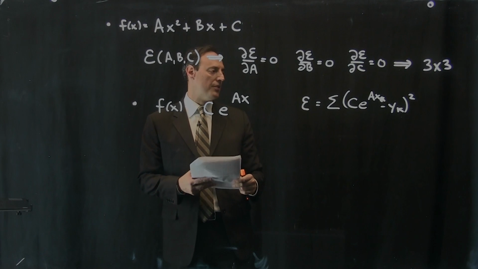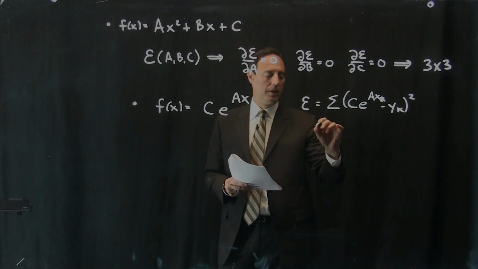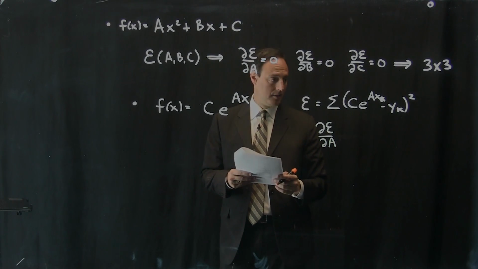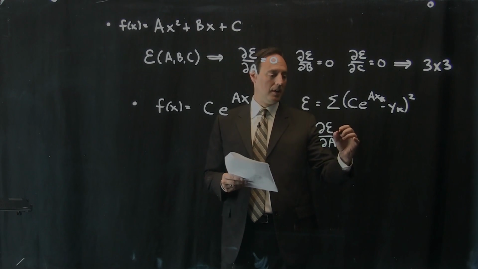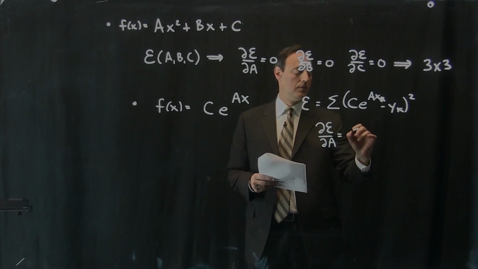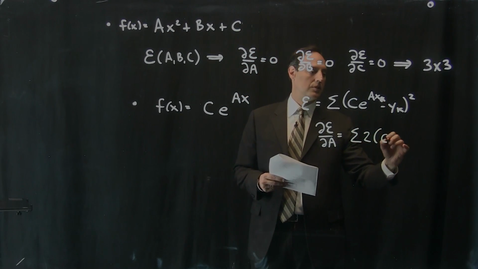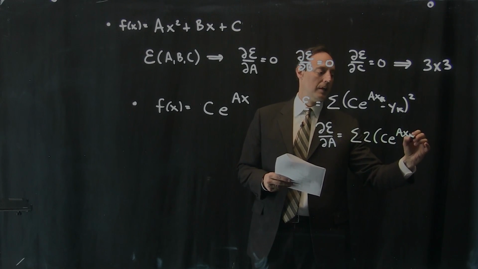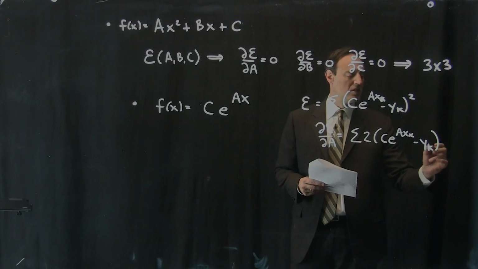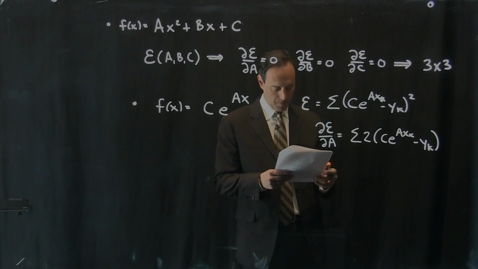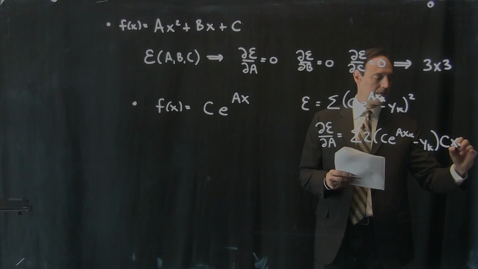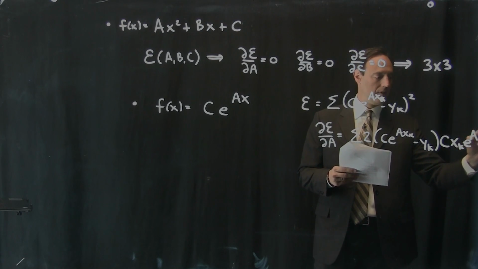And the problem with this is that when I start doing derivatives, in particular this one here, what happens? Now the 2 comes down, so I get a sum of 2 c e to the a x_k minus y_k, times the derivative of this thing with respect to a, which gives me back c x_k e to the a x_k.